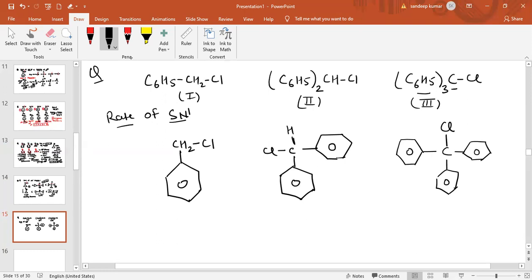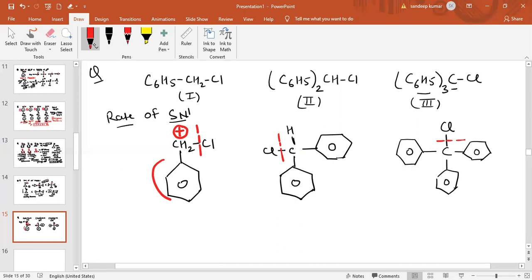Now see, when we break the carbon-chlorine bond, this is a benzyl carbocation. This carbocation is in resonance with benzene. So this benzene will stabilize it.